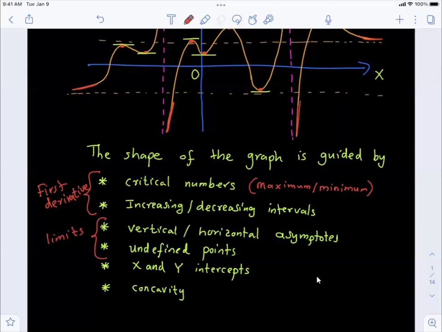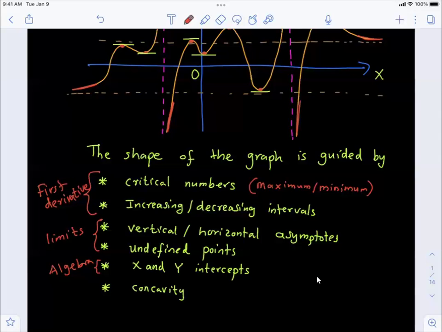Now, the next one is x and y intercepts. Let's put these two together, and then you can think about x and y intercepts. This is nothing other than algebra. How do you find the y-intercept? You know already, right? You're going to plug x equals 0 into that function. And to find x-intercepts, you're going to set that equation to 0 and solve it for values of x. That is algebra. You knew that even before getting to calculus.